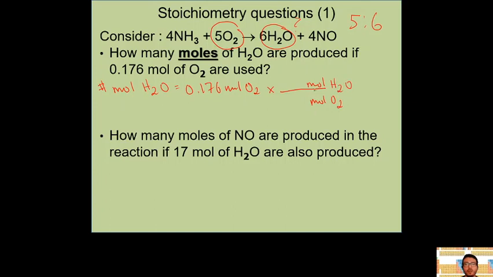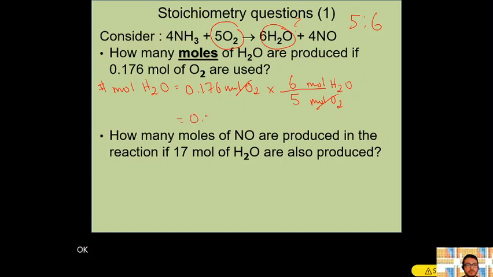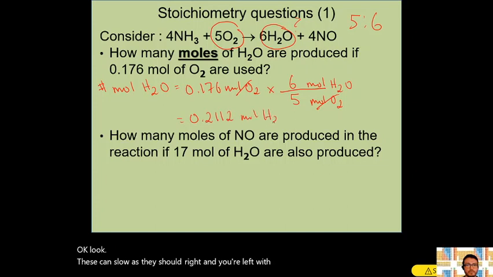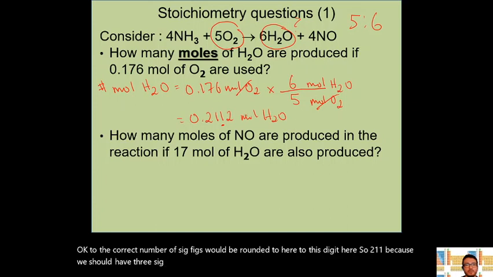Now, what numbers in the balanced equation are associated with H2O? H2O right there, 6. O2 is right here, 5. Look, these cancel out as they should, right? And you're left with, okay, the correct number of sig figs would be rounded to this digit here, so 0.211, because we should have 3 sig figs, 1, 2, 3, right? And we'll talk more about sig figs later.